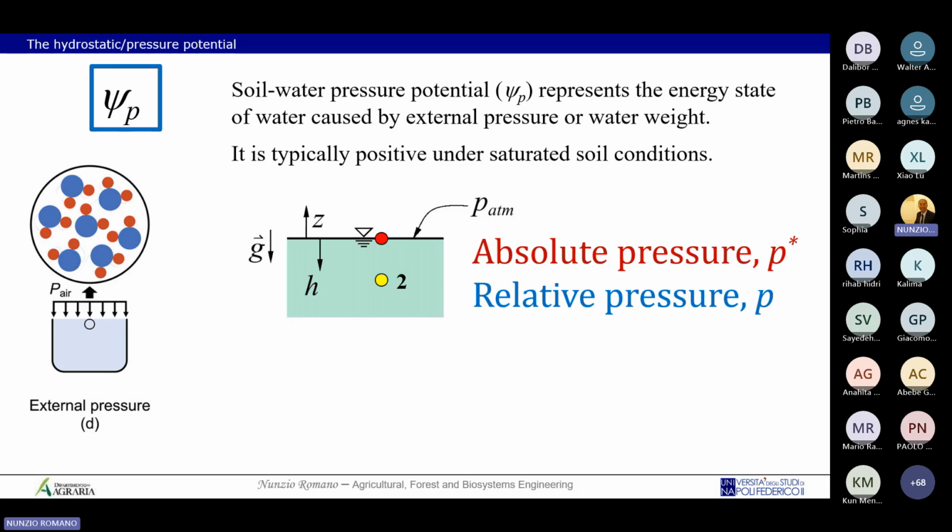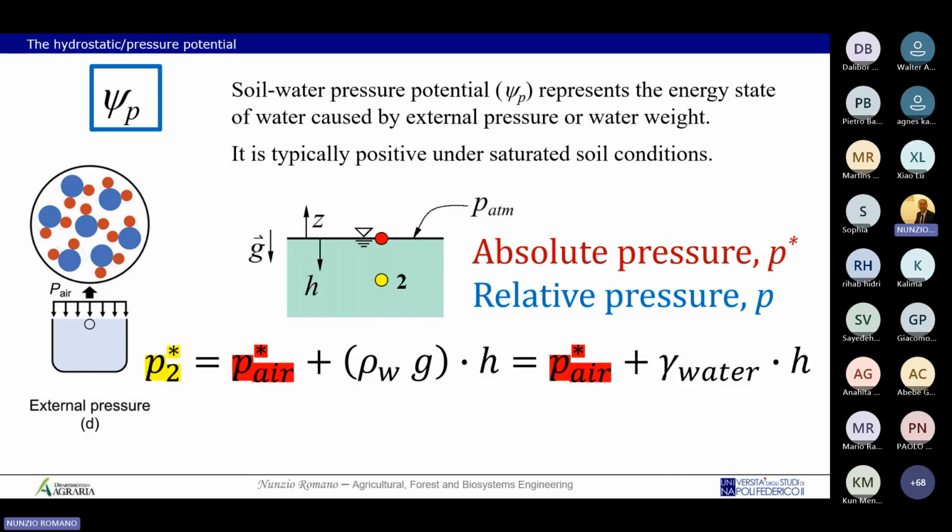But if you dive into the sea, you are just on a beach, and then you dive, you go into the sea, and you get to the yellow point 2. There is an increase of the absolute pressure. There is an increase of pressure, and this generates a pressure potential.